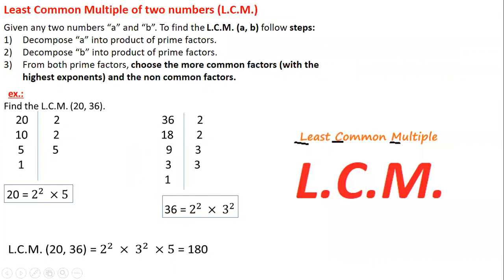To choose the least common multiple or the LCM by prime factors, we should do the prime factorization for both numbers. And from the prime factors, we always choose the common factors with the highest exponent and the non-common factors. Here I have 2 squared and 2 squared. They have the same exponent, so I take 2 squared. Do I have a 5 common? No, but in LCM, we also take the non-common factors, and we also take the 3 squared.